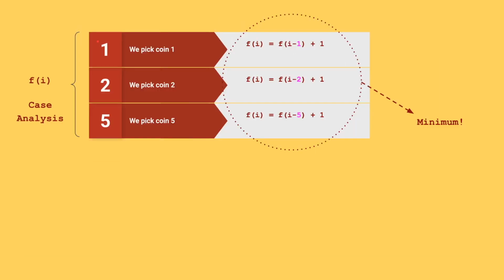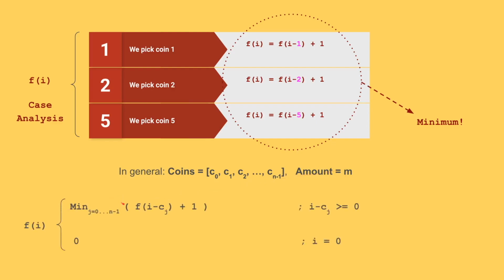So this is the function that we run on all these subproblems to get to the solution of the original problem. In general, I can write my coins as an array of C0 to Cn minus 1, and I want to build up amount of m. So I can do a case analysis on all the coins. So I will write f of I is equal to f of I minus each of these coins plus 1, and then I find the minimum value among them. And then my base case is very simple. In order to get to amount of 0, I will only need 0 coins.